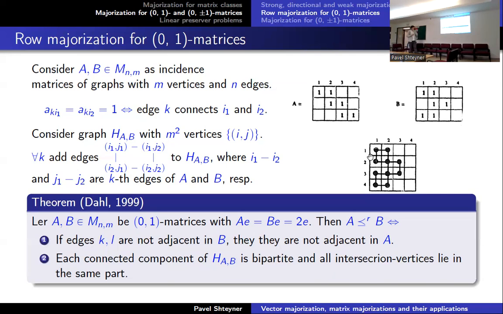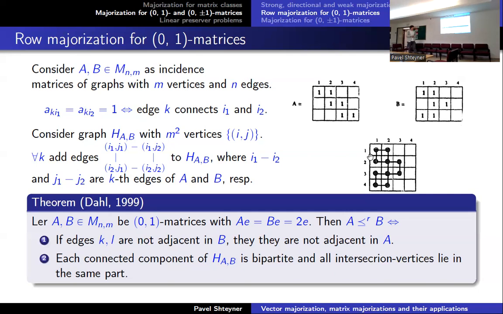And actually, this graph gives a characterization for row majorization. Let A, B be such matrices as discussed. Then A is majorized by B if and only if the following two conditions hold. First of all, if edges k and l are not adjacent in B, then they are not adjacent in A. And second, the condition on the graph H.